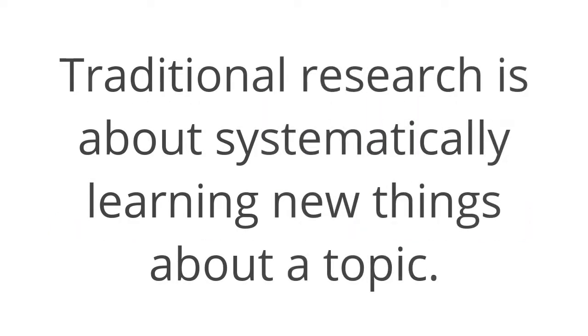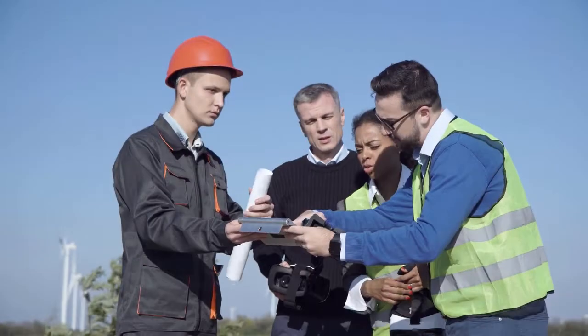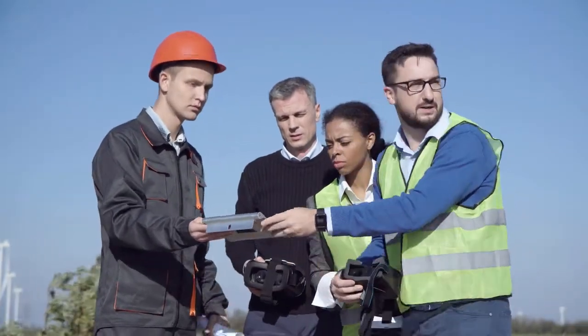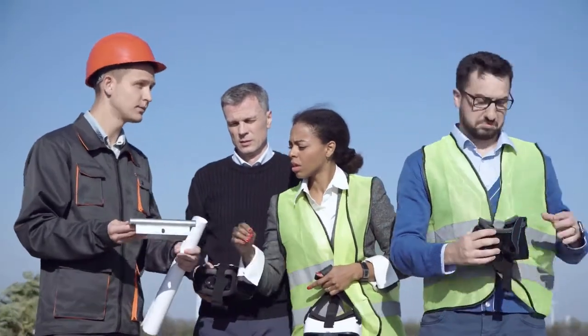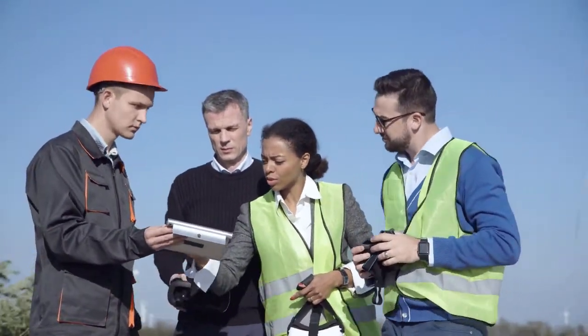Traditional research is about systematically learning new things about a specific topic, often using disciplinary methods and approaches. In contrast, community-based research is trying to solve a real problem and is less worried about creating new knowledge or following disciplinary conventions. The problem drives the research.